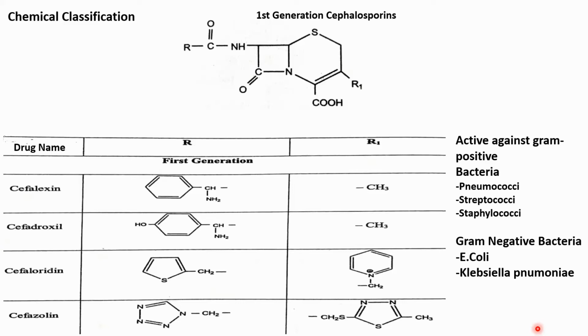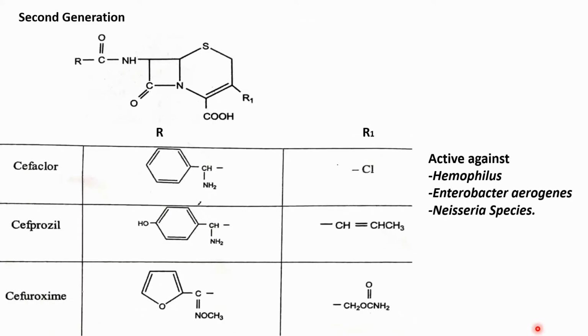So here you can see cephalexin, cefadroxil, cephaloridine, and cefazolin. These are examples of first generation cephalosporin drugs, and you can see their structures on the screen. Next are the second generation drugs.